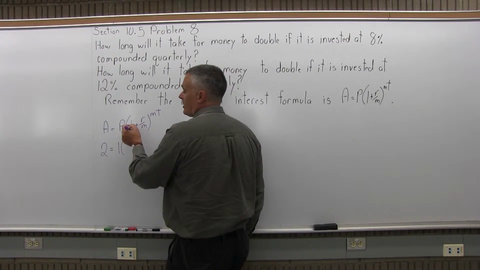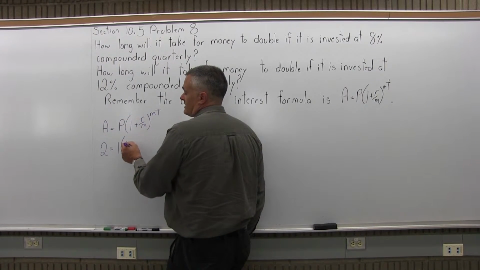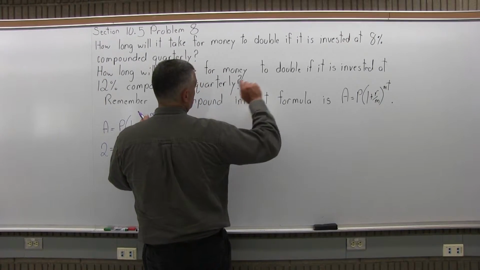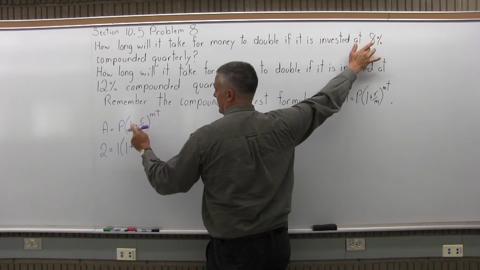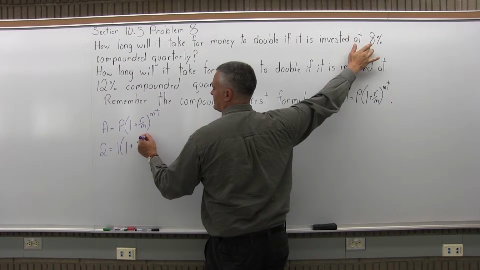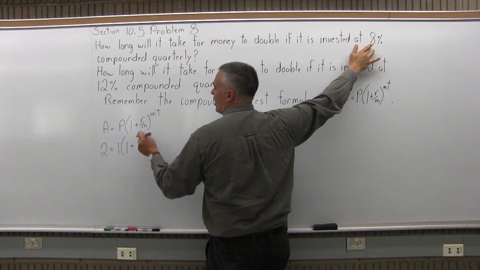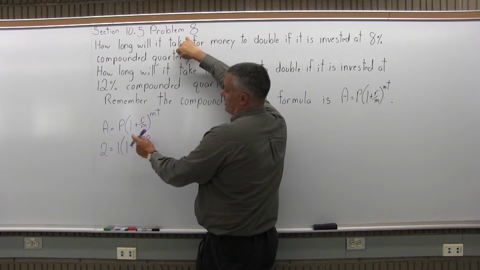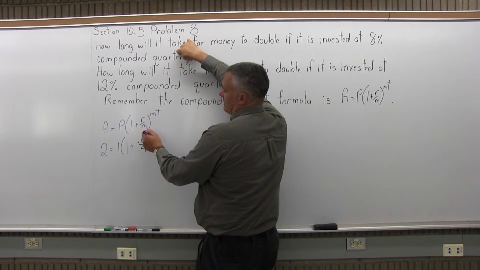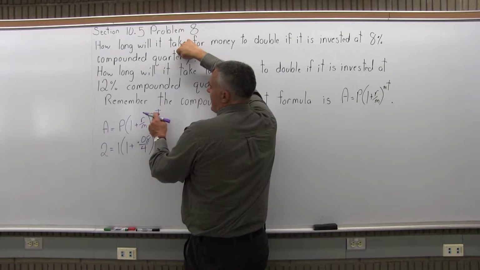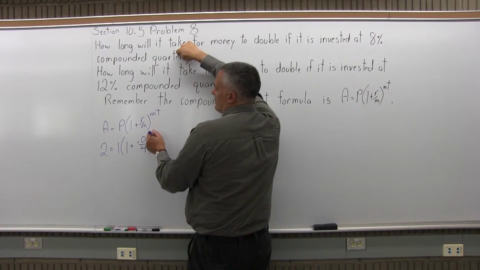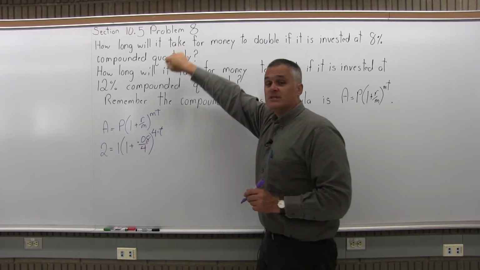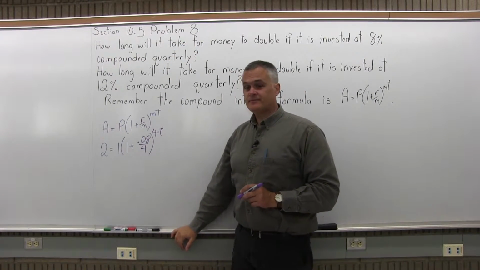A, the final amount, is $2. 1 is in the parentheses here. The rate as a decimal, so we're saying for the first part 8%. So as a decimal, 8% is 0.08 over M. M is how many times compounded per year. So for quarterly compounding, M would be 4. Close the parentheses. M times T. M is 4 for quarterly compounding. T is time in years. That's what we're trying to figure out.